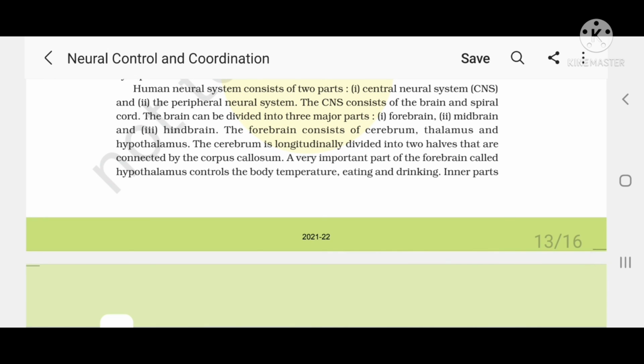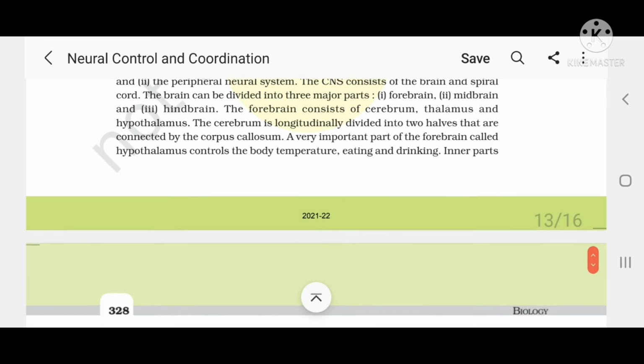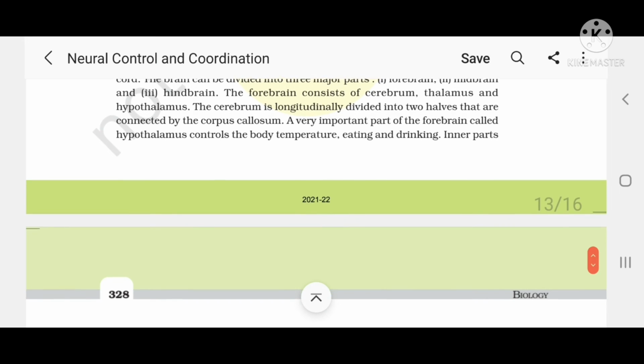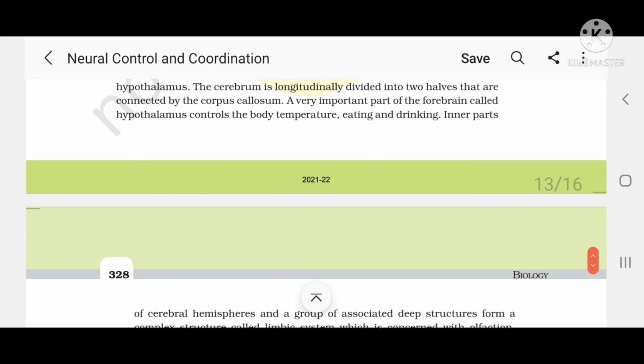The CNS consists of the brain and the spinal cord. The brain can be divided into three major parts: forebrain, midbrain, and hindbrain. The forebrain consists of the cerebrum, thalamus, and hypothalamus. The cerebrum is longitudinally divided into two halves that are connected by the corpus callosum. A very important part of the forebrain, called the hypothalamus, controls the body temperature, eating and drinking.